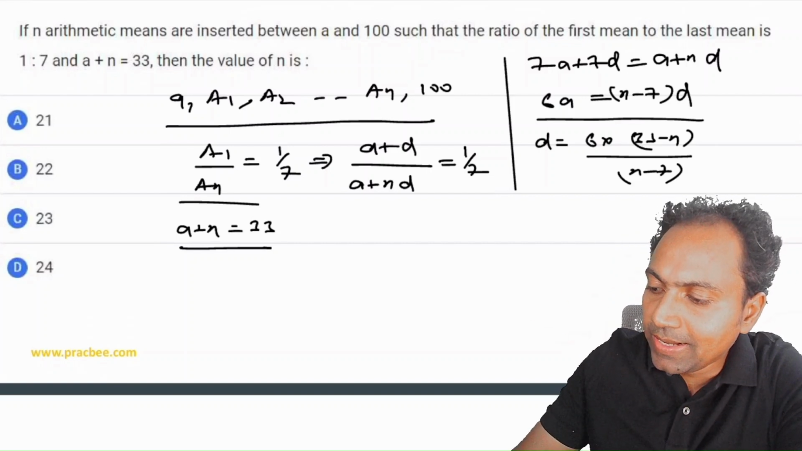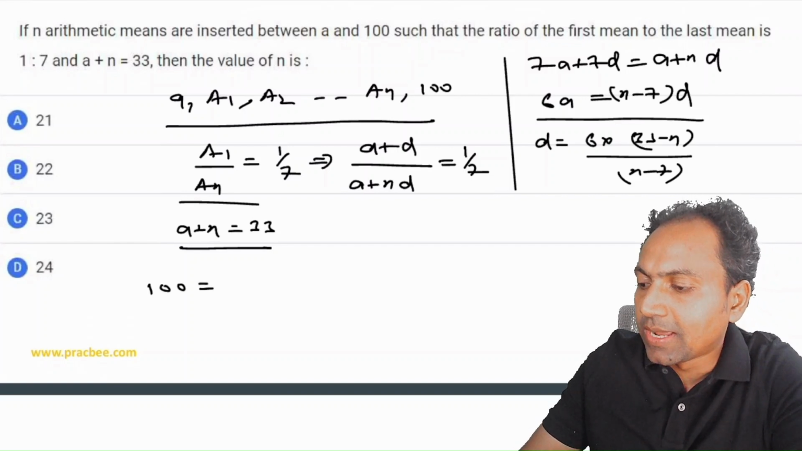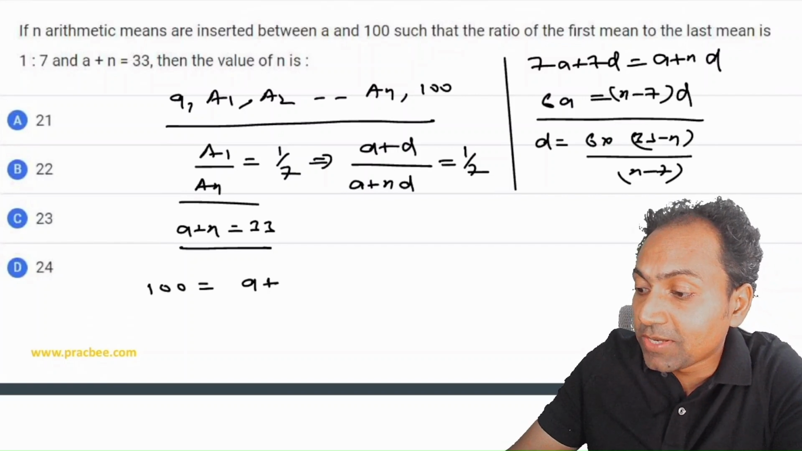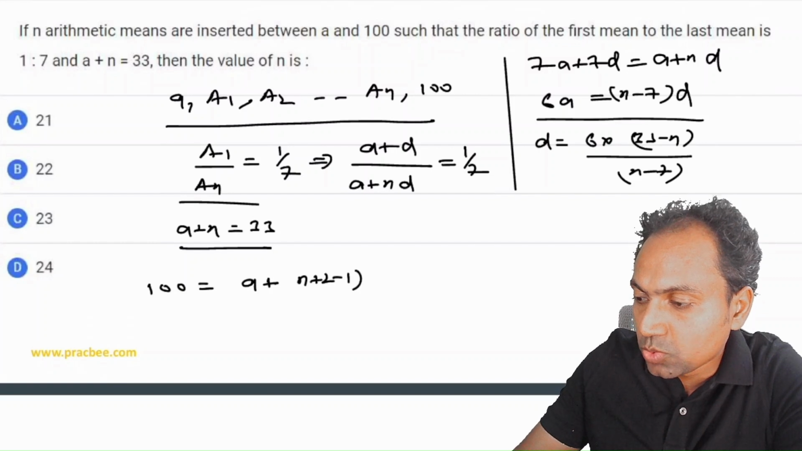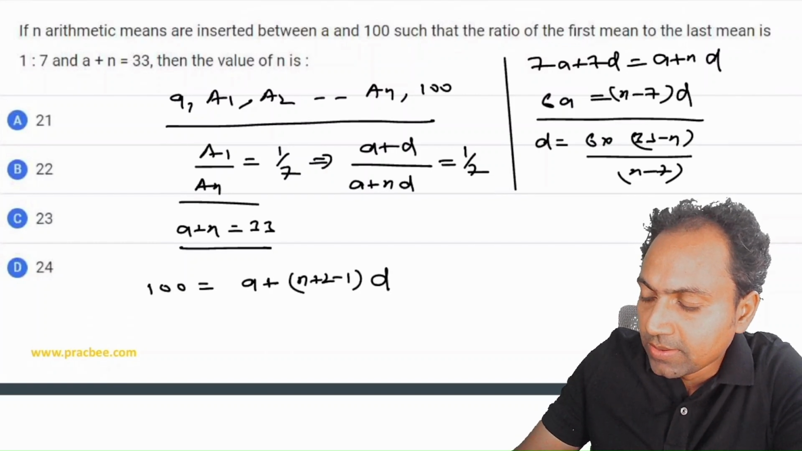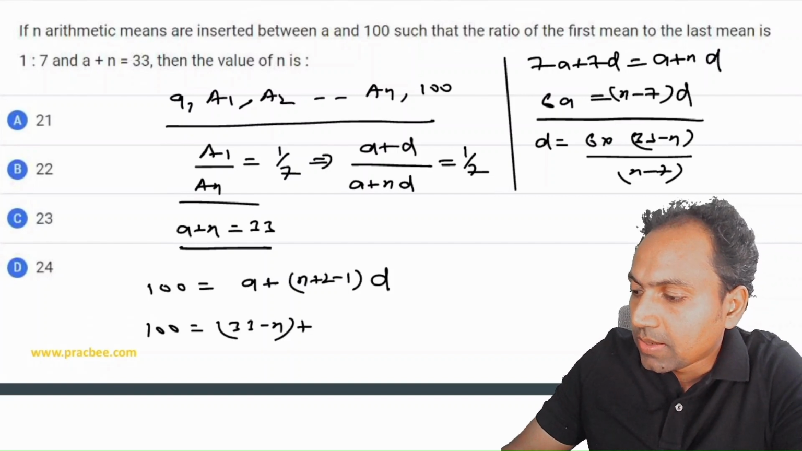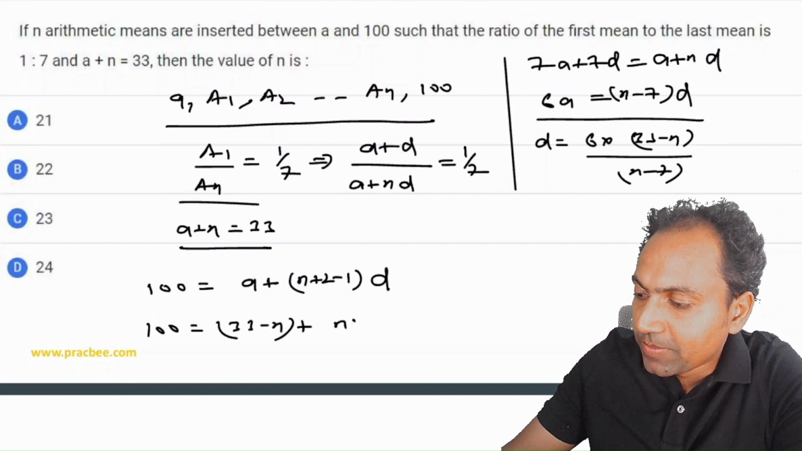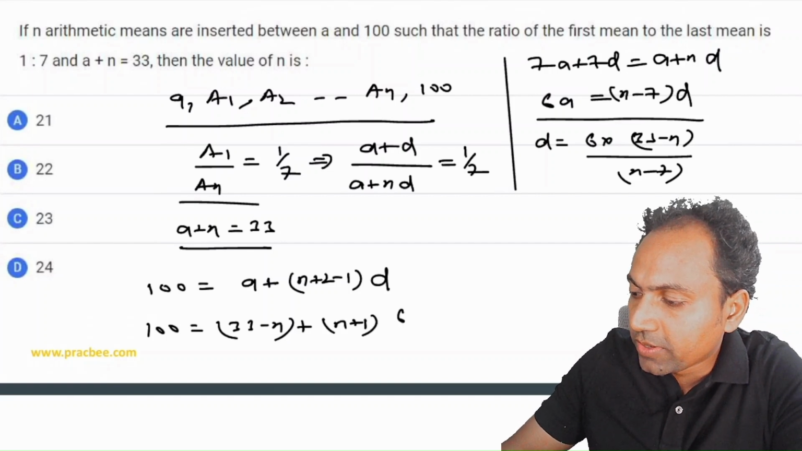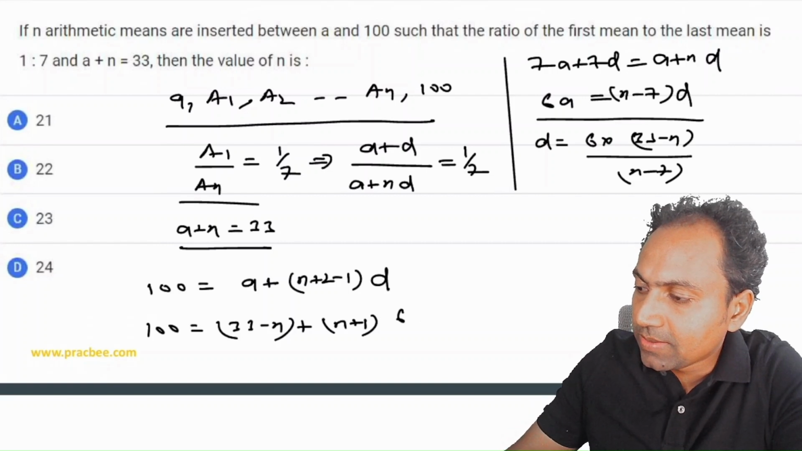So we can write the formula for the last term, that is 100. So it is nothing but the N plus 2 term. So N plus 2 minus 1 into D we can write. Now in this formula, A we can write as 33 minus N, and this term will become N plus 1, and D we already figured out: 6 times (33 minus N) by (N minus 7).